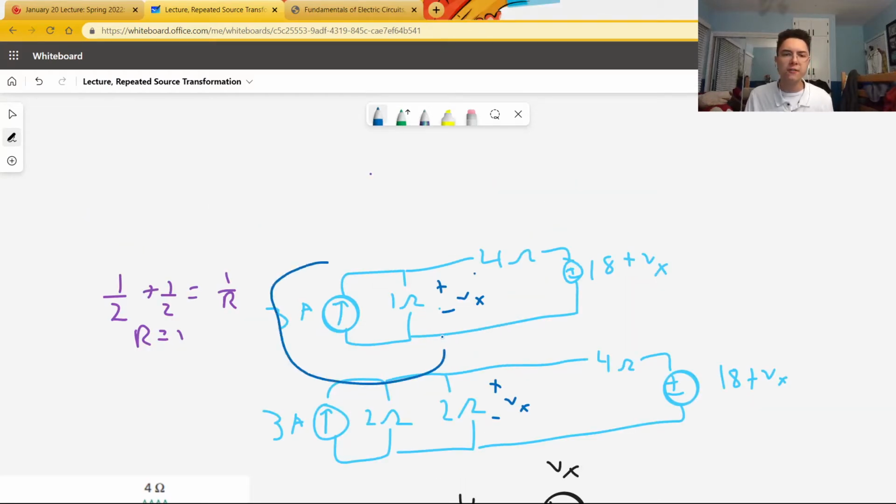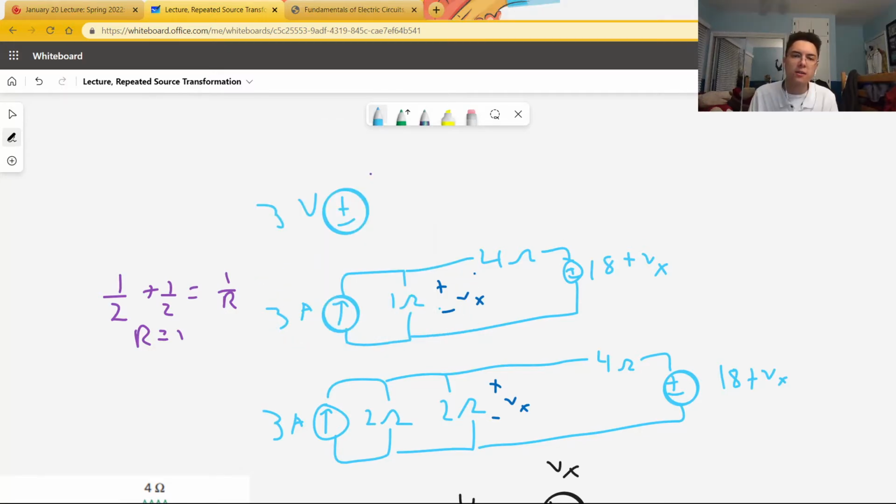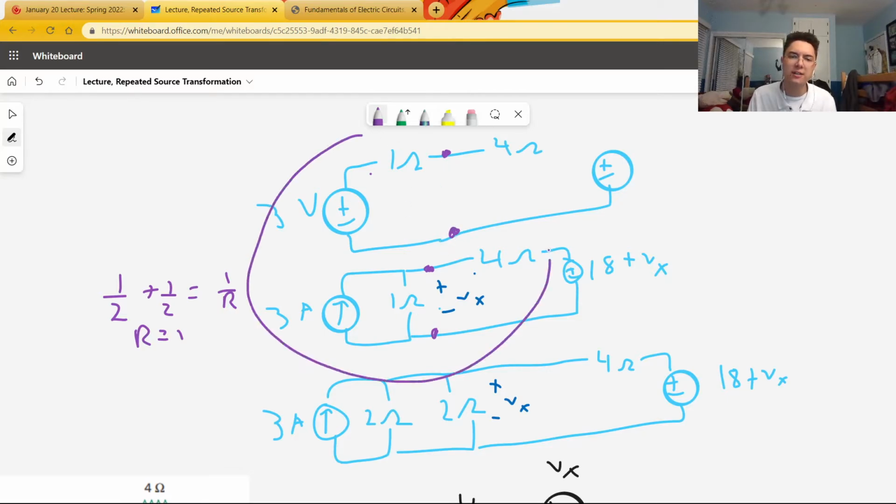Now we will reconvert this parallel system into a series system by multiplying I times R to get 3 volts and of course 1 ohm. Now the question is, where is Vx now if there's no 1 ohm for it to be over? Note that Vx was between these 2 points. When we convert 3 volts, 3 amps and 1 ohm to 3 volts and 1 ohm, Vx is still between these 2 points. You can see how they are the same in the 2 circuits.